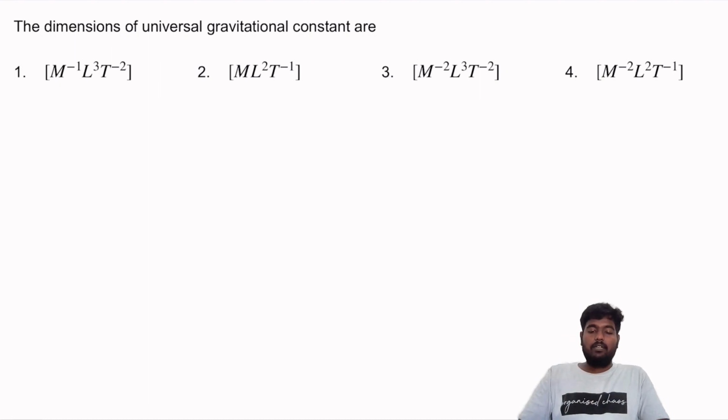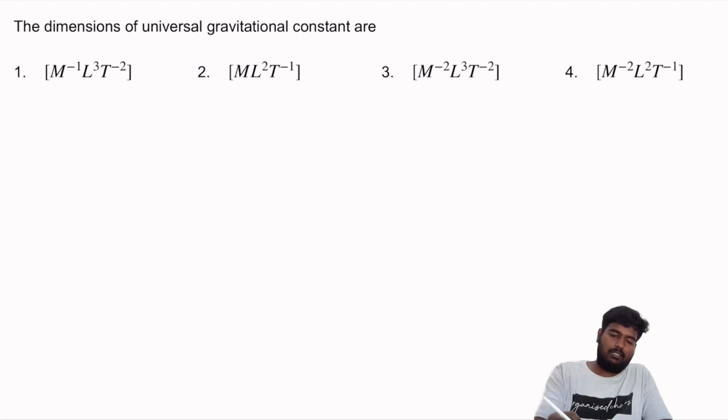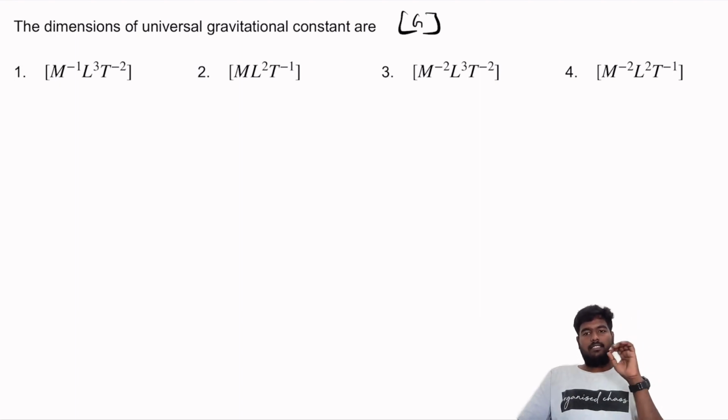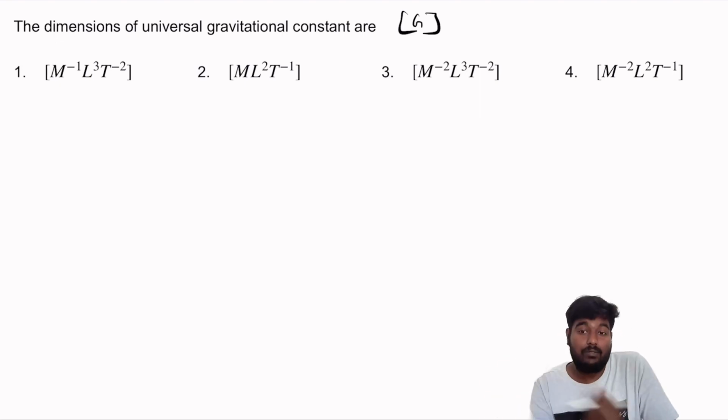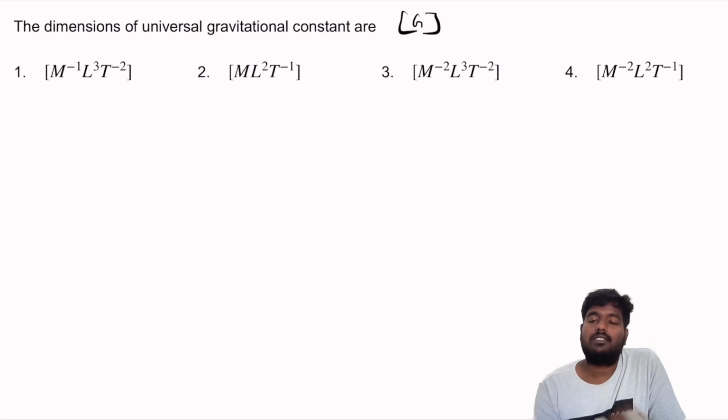This question: the dimension of universal gravitation constant. So we know that the gravitational constant is capital G, and this is super important and very much worth remembering. If you remember the dimensions of the gravitational constant, you can directly answer. If you do not remember, you have to find a way to deduce the dimension of this gravitational constant. Which equation do we know that involves the gravitational constant?